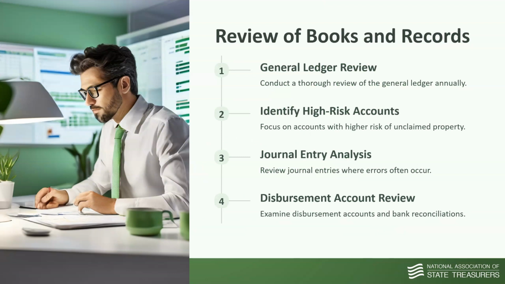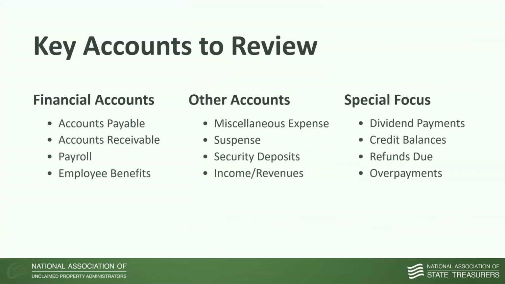Complete a thorough general ledger review and identify specific accounts with a higher risk. Review journal entries since most of the errors that generate unclaimed property are recorded in journal entries. Disbursement accounts and corresponding bank reconciliations should also be reviewed since outstanding checks are often written off or lost in these processes. Some of the general ledger accounts to review while trying to identify property include accounts payable, accounts receivable, payroll and employee benefits, miscellaneous expense, suspense, security deposits, income revenues, dividend payments, and any other accounts with a high risk.